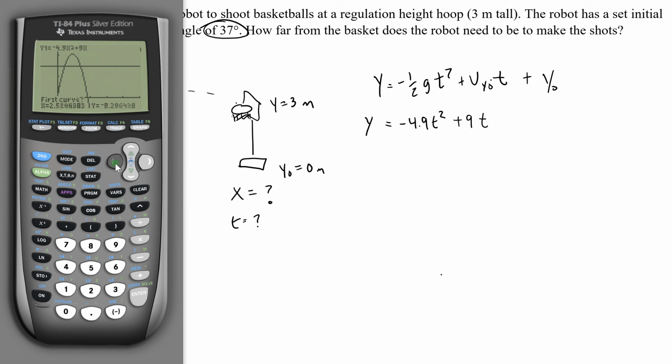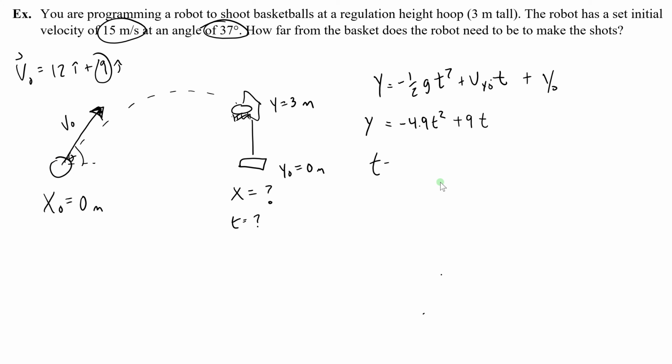Oh, where'd the first curve go? There we go. Okay. So to the left of the intersection I want, then to the right, then I press enter, and boom. At 1.39, so 1.4 seconds. That's the answer I want. At 1.4 seconds, the ball will be on the way down and at 3 meters.